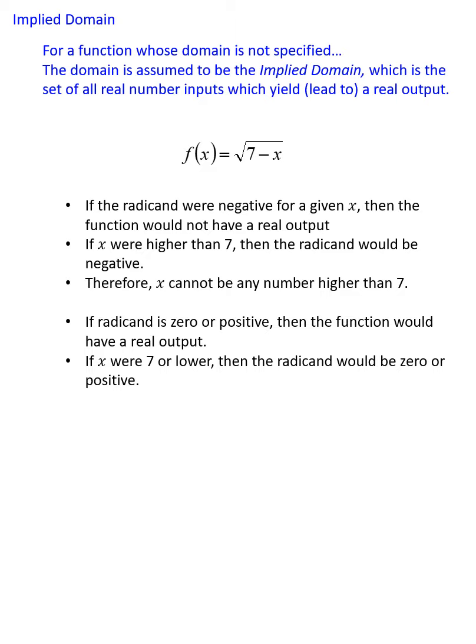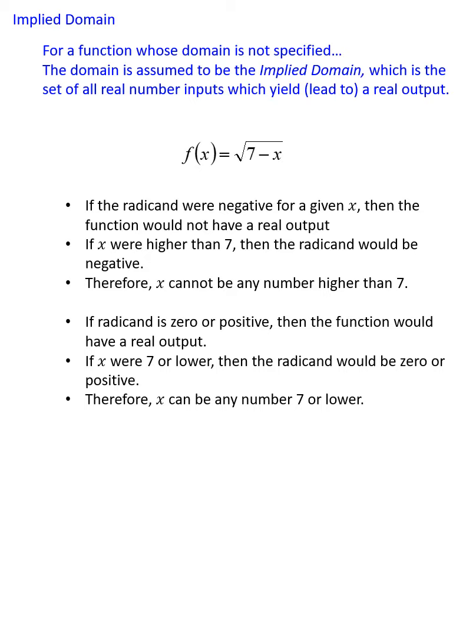In fact, negative numbers are also part of the domain. Imagine x being negative 1,000,000. Wouldn't I then have radical of positive 1,000,007? That's a real number. So it occurred to me that x can in fact be any number 7 or lower. It just can't be higher than 7.